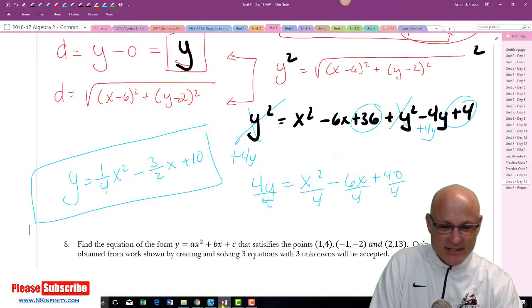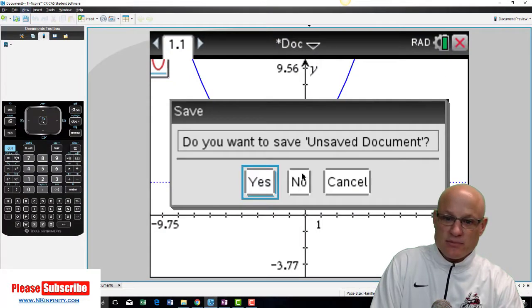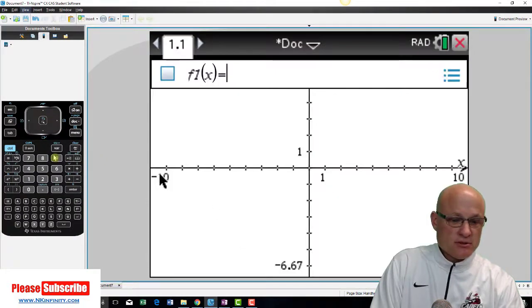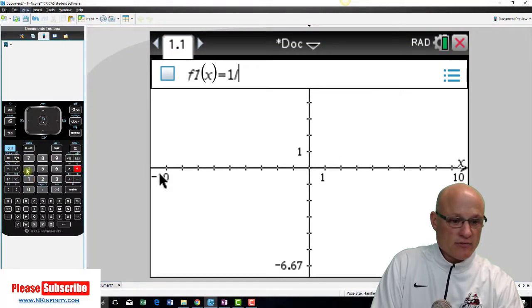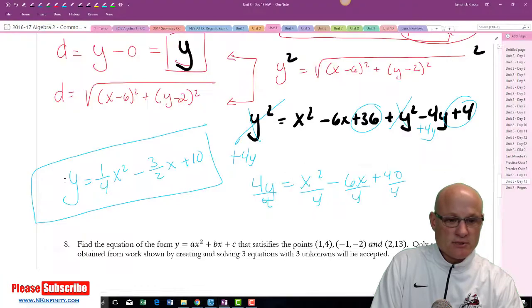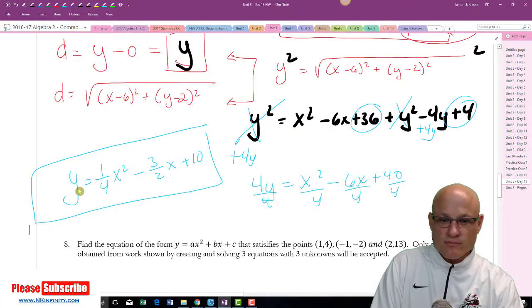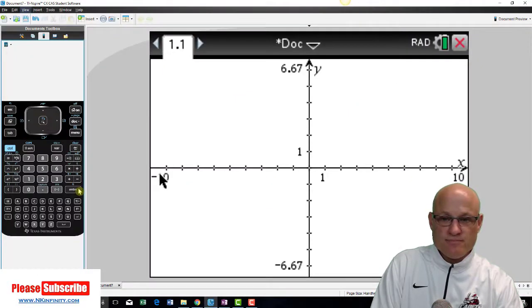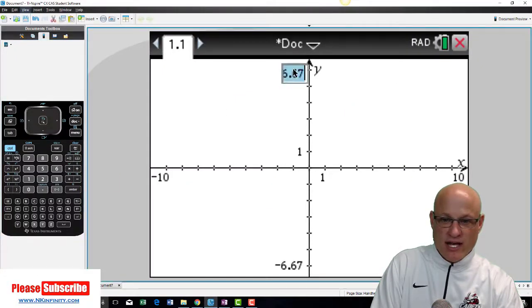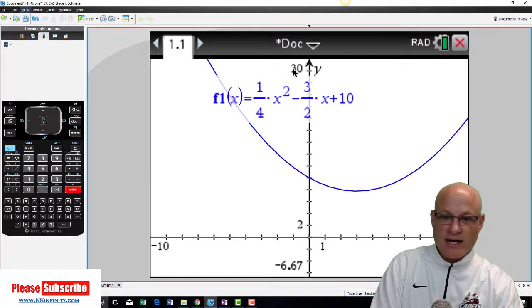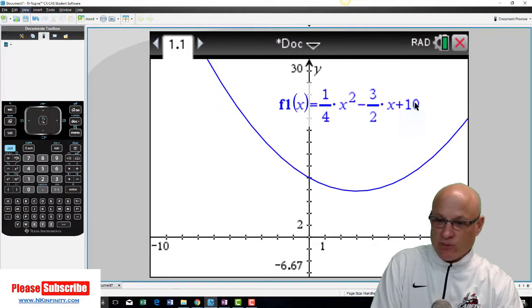Why wouldn't we? Graph. 1/4 again. Just going to do 1 divided by 4 x squared minus 3 divided by 2 x. Was it plus 10? I think it was plus 10. Can't see it. But I know my y-intercept is 10, so maybe make this 30. There I can see it. You see how my y-intercept was 10, so I knew I had to get up there somehow.